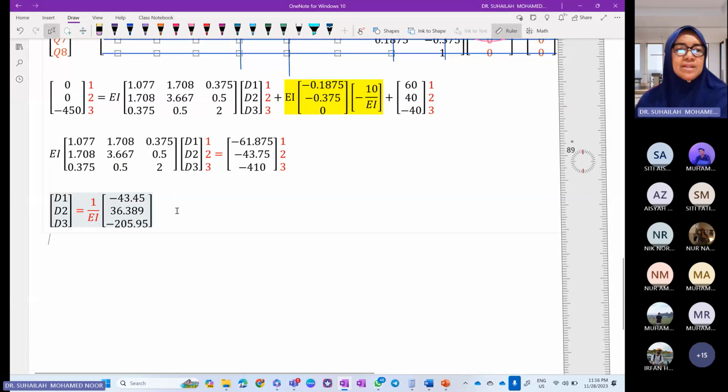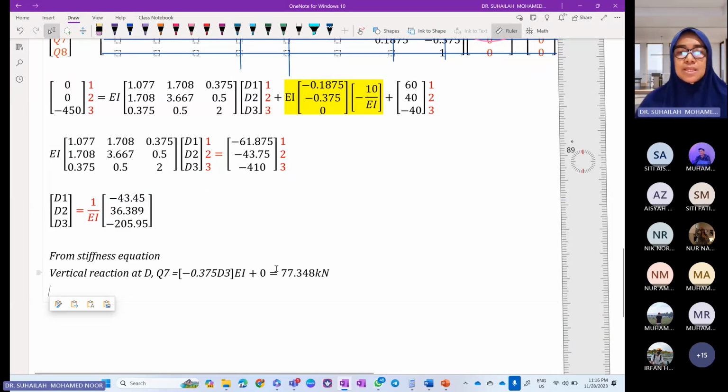So from this, mungkin dia punya changes tu tak banyak lah. Okay, it is 375 D3, and D3 is 205.95. Okay, plus 0.